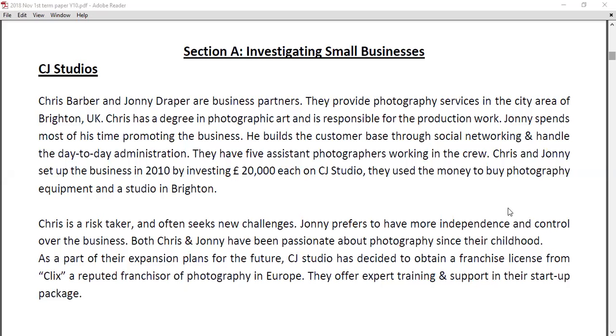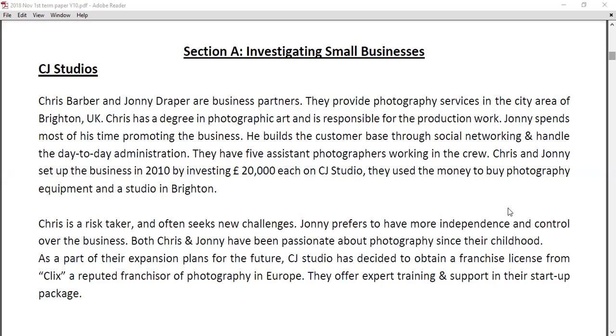Right. Investigating small business. Let's go to the case study. CJ Studio. Chris Barber and Johnny Draper are business partners. They provide photography services in the city area of Brighton, UK. Chris has a degree in photography and art and is responsible for the production work. Johnny spends most of his time promoting the business. He builds a customer base through social networking and handles the day-to-day administration.